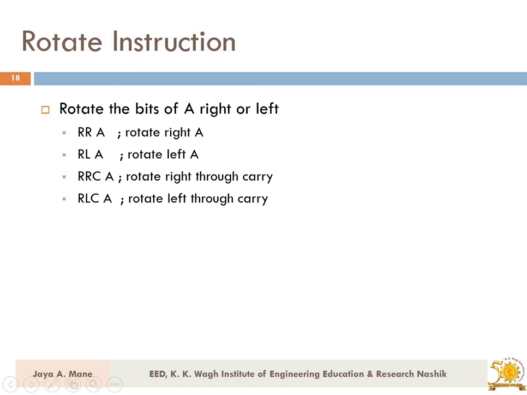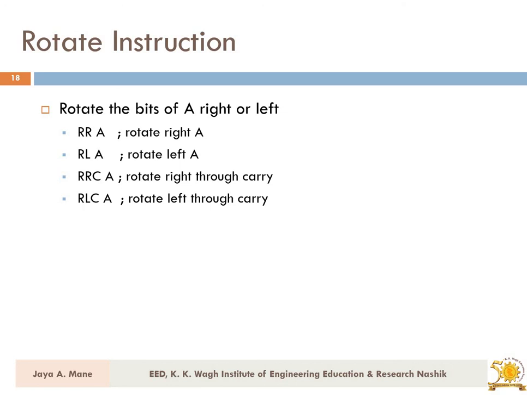Then the rotate instruction. At times we need to perform an operation and we need to take care of particular bits of the number only. So in that case we'll need to rotate the bits either right or left. If you have bits 0 to 7, it's an 8-bit register, so we can rotate the bits to the right, or we can move the data bits to the left. There we have the instruction RR. RR stands for rotate right the contents of the accumulator, and RL rotates left the contents of the accumulator.